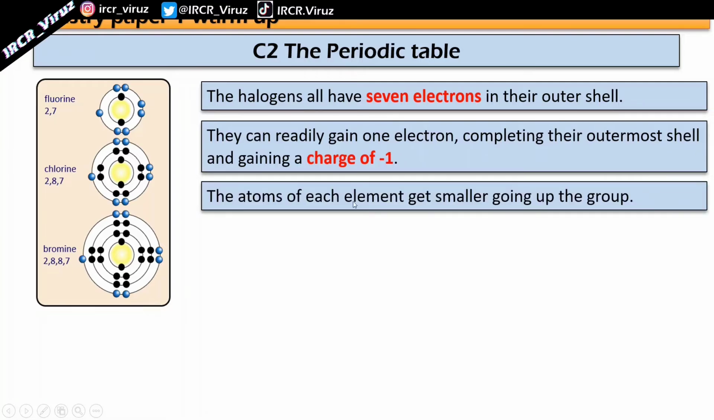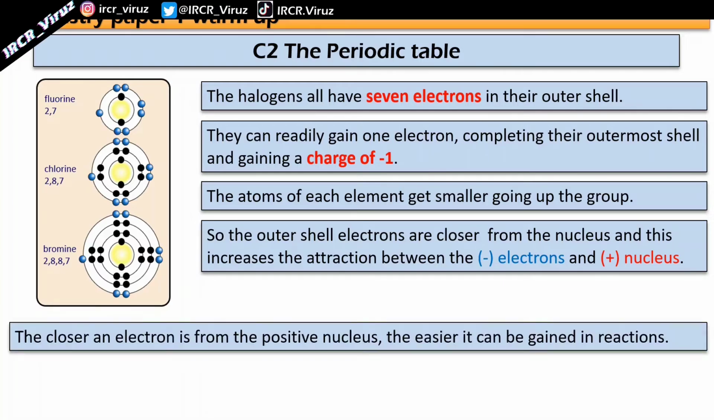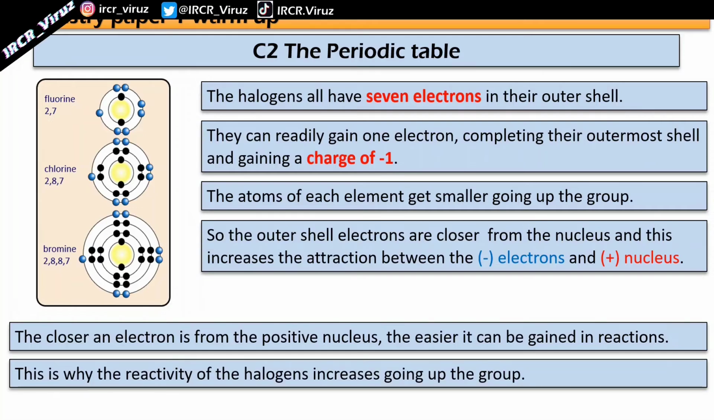Right, then we have that the atoms of each element get smaller as you go up the group, so their outer electrons are closer to the nucleus, and this increases the attraction between the negative electrons and the nucleus, okay? So inverse to what we see in the alkali metals, these ones actually get more reactive as you go up the group because they're not getting rid of the electrons, they're actually gaining them. The closer the electron is to the positive nucleus, the easier it is to gain in the reaction, and this is why the reactivity of the halogens increases as you go up the group.